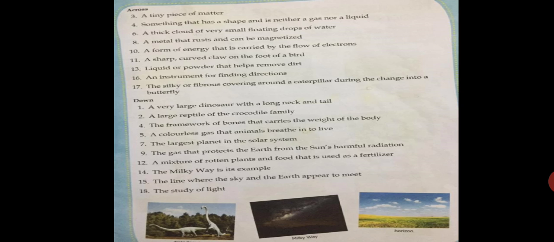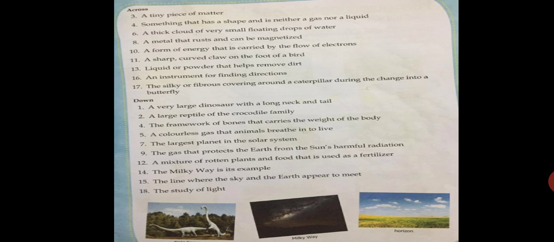Number 9. The gas that protects the Earth from the sun's harmful radiation. That is the ozone gas. The ozone gas actually protects the Earth from the harmful radiation of the sun.